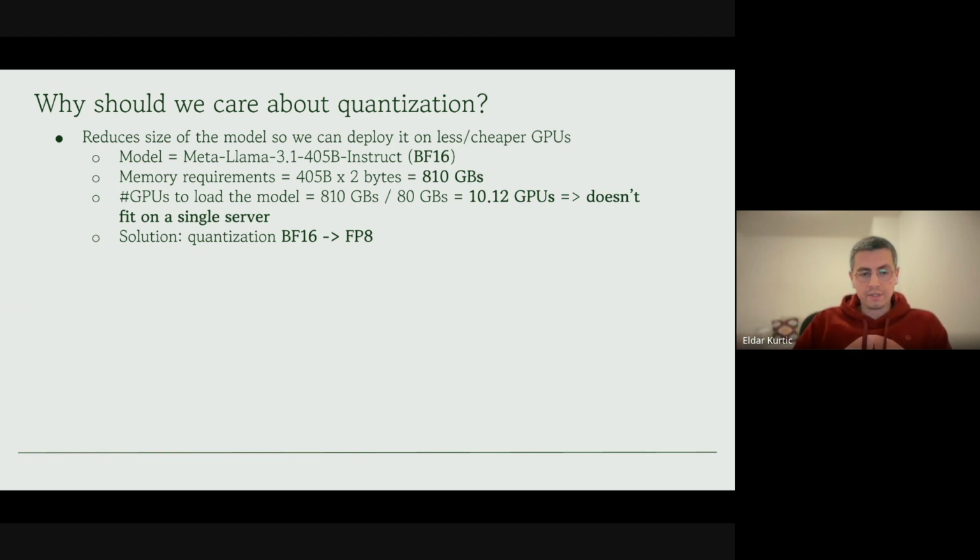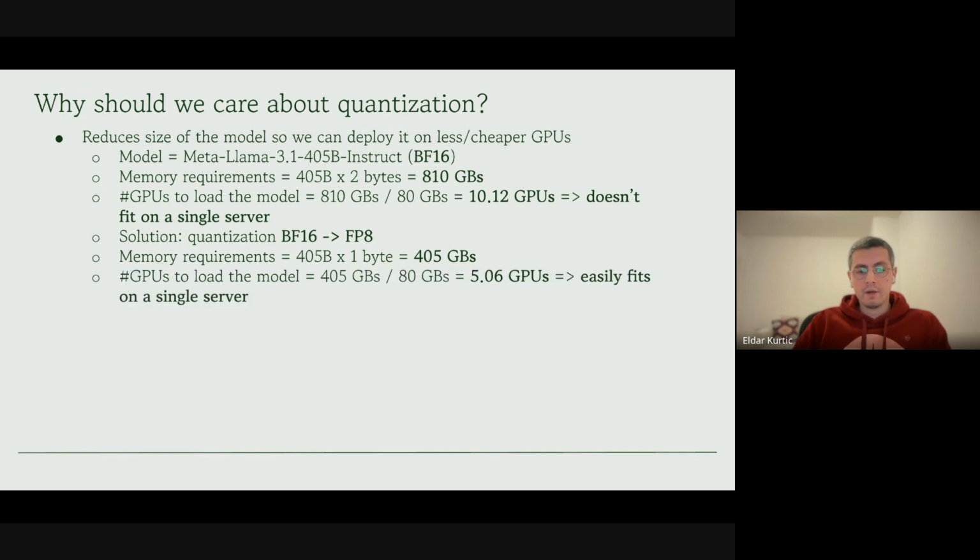As a solution, we can try to quantize the model to, let's say, 8-bit precision. This means that we are reducing the memory of one parameter to 1 byte. Now we need 405 gigabytes to serve the model, which means we need at least six GPUs to fit it, and this can easily fit on a single server. This is just some very basic napkin math that you can do to estimate how many GPUs, and which GPUs, you actually need.